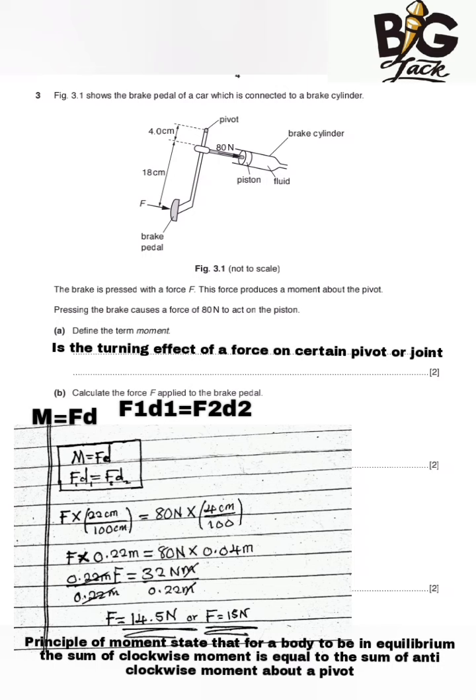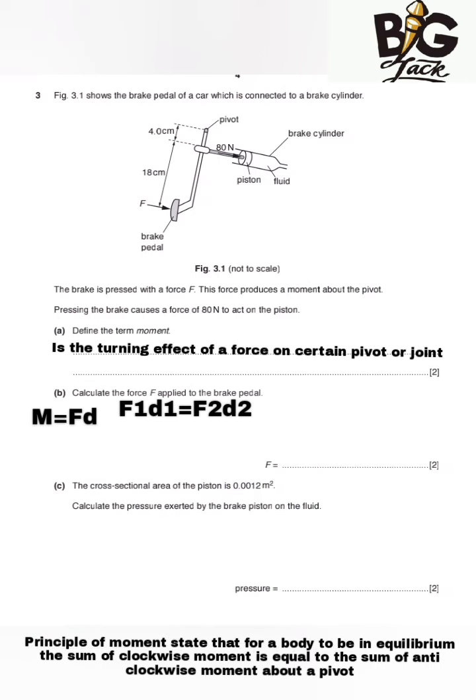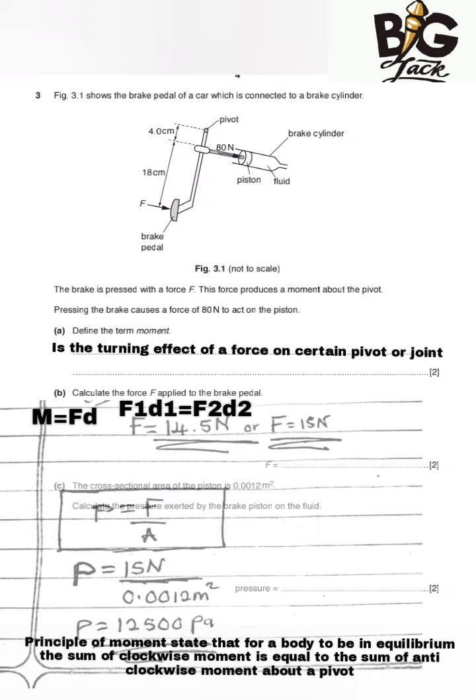The next one, question C, says the cross-sectional area of the piston is 0.0012 meters squared. Calculate the pressure exerted by the brake piston on the fluid. Pressure is the force per unit area, and it is usually measured in Pascal, denoted by Pa.